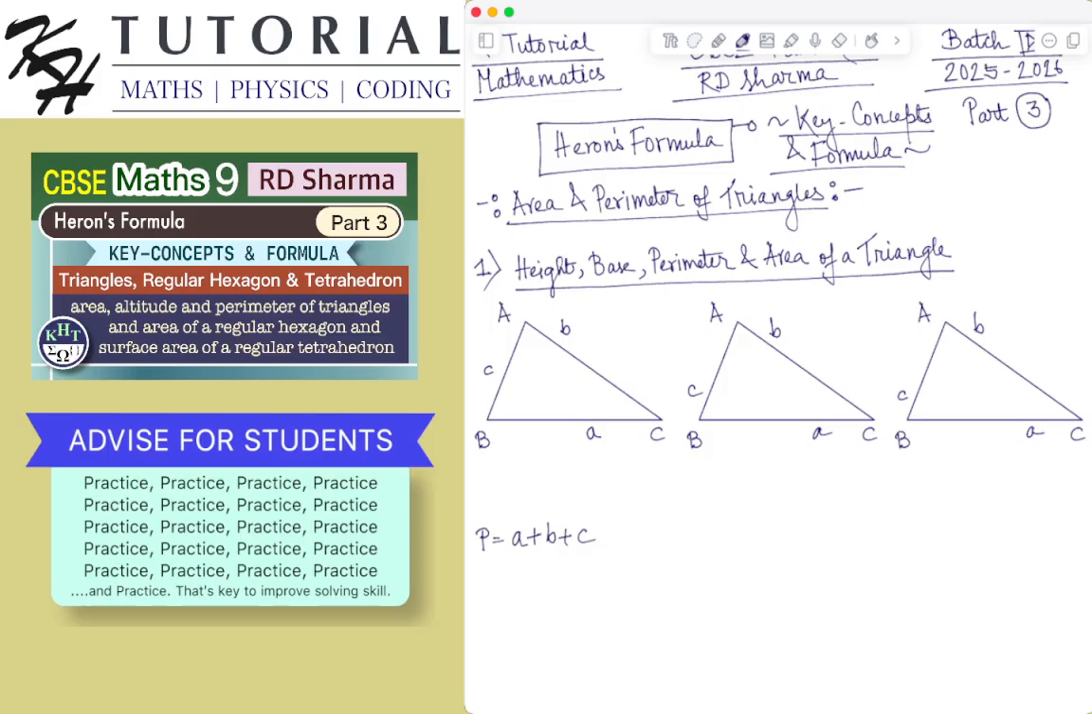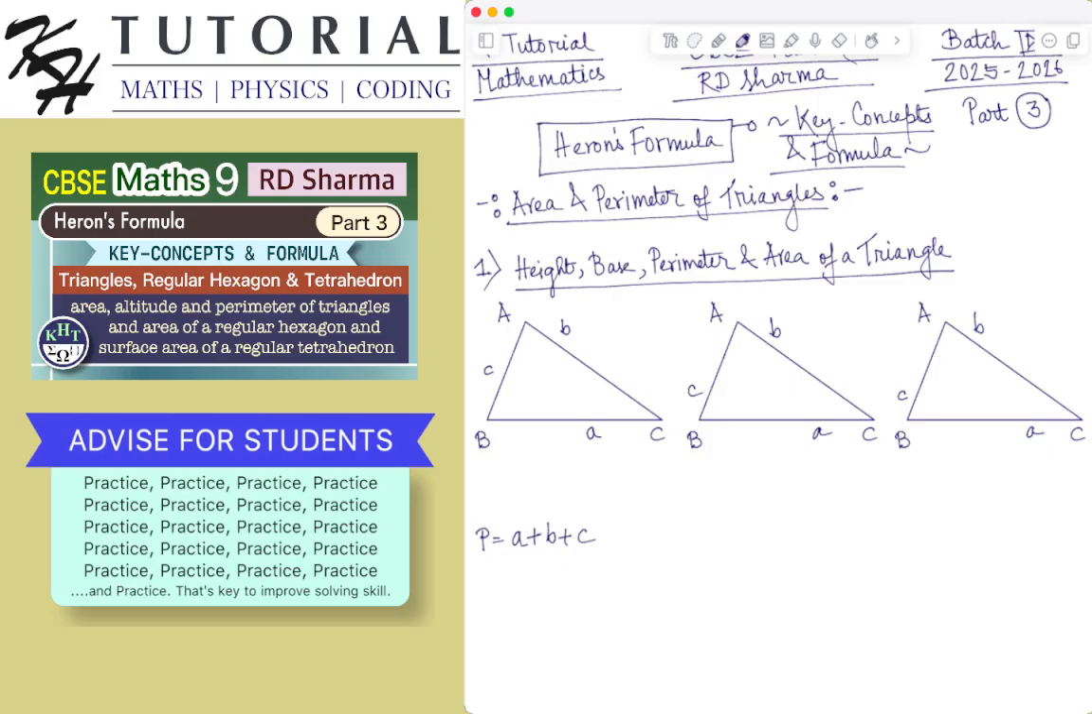Now we have the area of the triangle. The basic formula is half into base into height. Now the base can be any of the three sides of the triangle. So I have drawn the three triangles. Let's say in the first triangle I am considering the base to be BC.